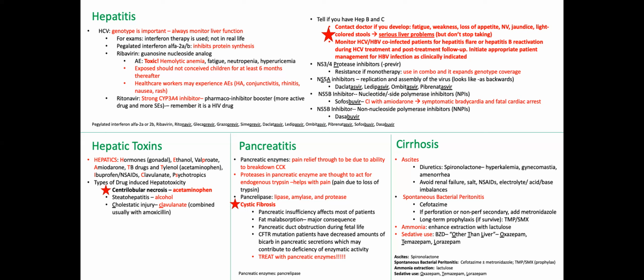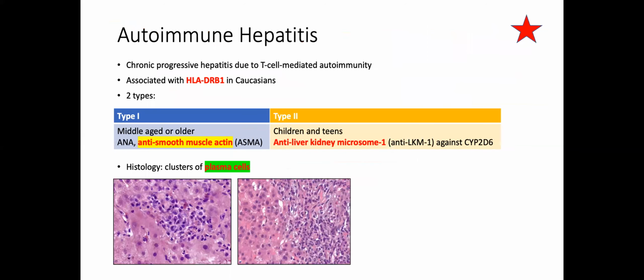Make sure that you treat it with a third-generation cephalosporin, like cefotaxime or ceftriaxone. Okay. So now we're going to talk about autoimmune hepatitis.